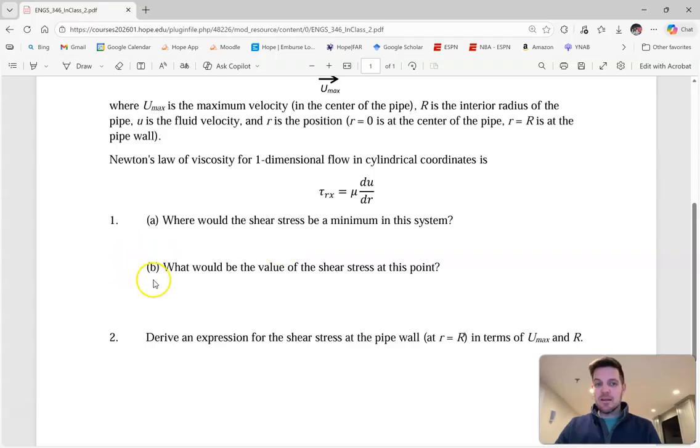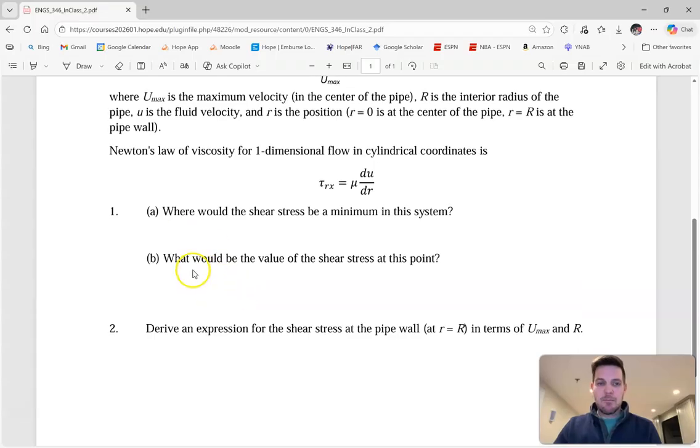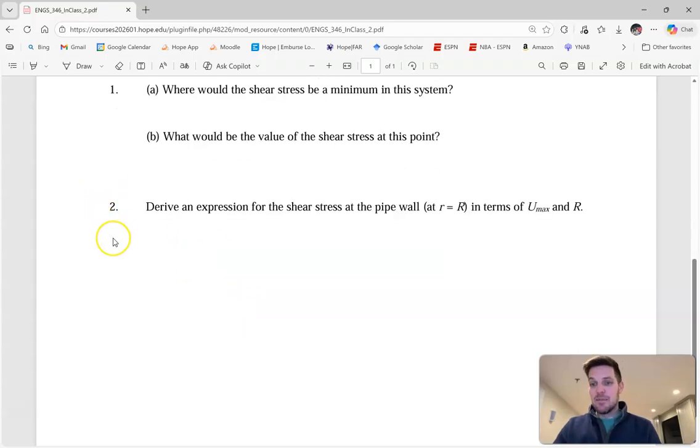In part B, the hint is you can calculate it without really thinking too hard once you understand what you're answering in A. Not a lot of math, just some thinking. Part 2, you need a little bit of math. So you're going to have to get your math hat on.